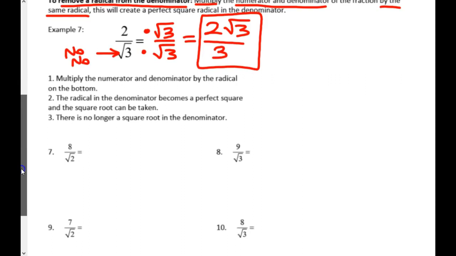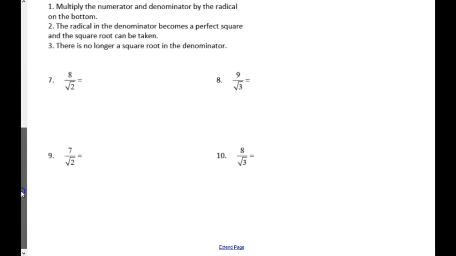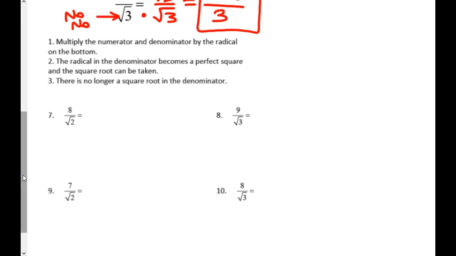So I'll do 7 and 8 with y'all, and I want y'all to try 9 and 10. On the bottom of number 7, you see a square root of 2. So how do I get rid of a square root of 2? We're going to multiply by the square root of 2. Again, if I have a square root on bottom times the exact same thing, and I do it on bottom, I'm going to do it on top. So what's 8 times the square root of 2?